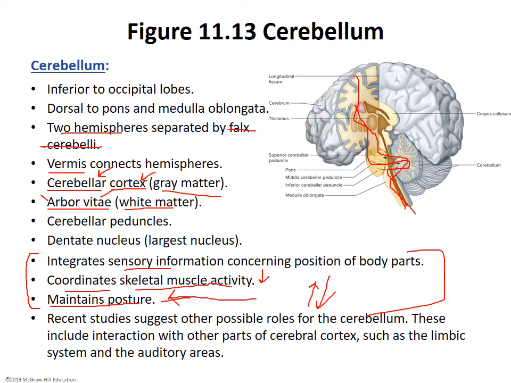I want you to know that it has two hemispheres. It's got a gray matter called the cerebellar cortex because it's on the outside. The white matter on the inside looks like a tree, so it was called the tree of life, which is arbor vitae, or vital. I always want to put that L in there. And the hemispheres are connected by the vermis, which would be the equivalent of the corpus callosum in the cerebrum.